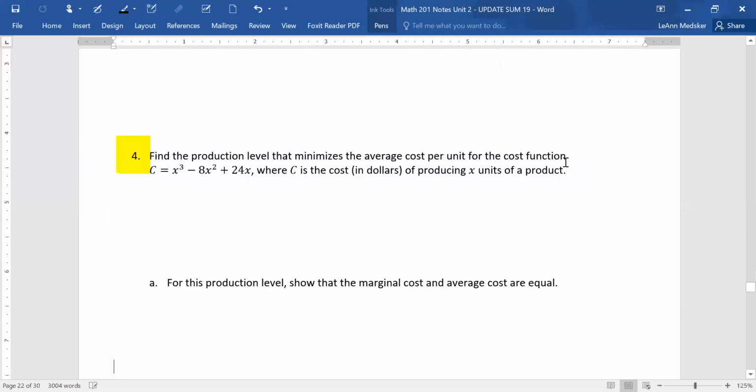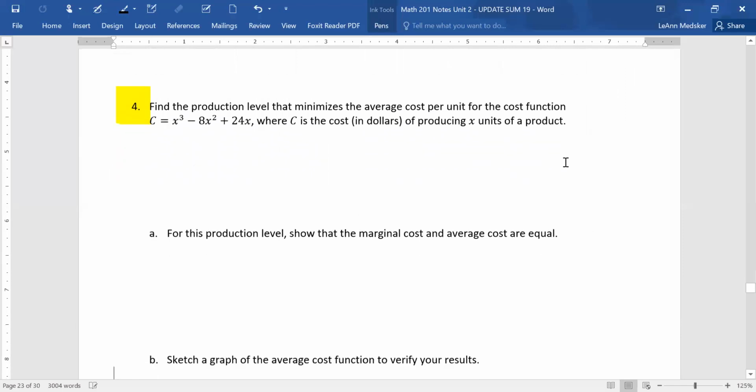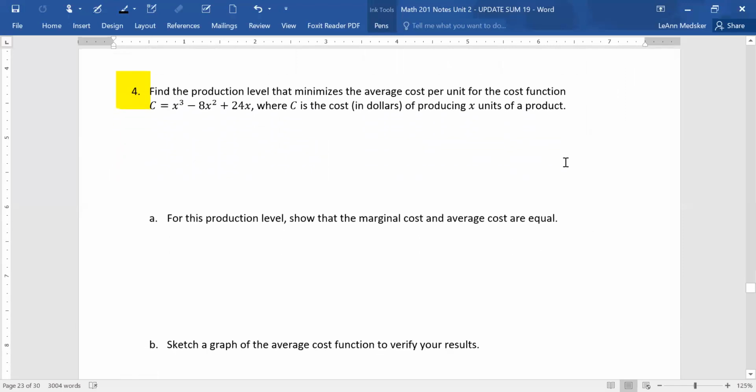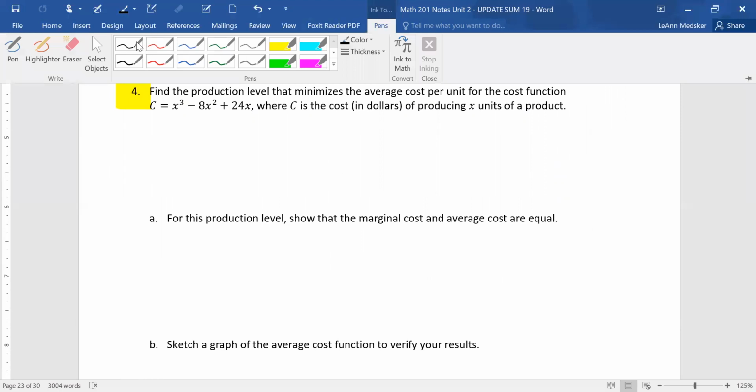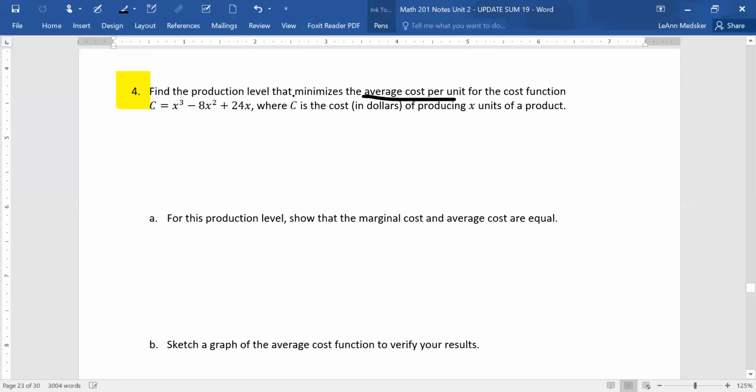So when we get into the next section, there were a couple of the word problems we skipped over. I'm going to go through those. And then we have, so this is sections 3.4, 3.5. They're kind of combined. We're looking for example number 4. It says find the production level that minimizes the average cost per unit. So we need to know our average cost function and we're going to try to minimize it, which means we're going to take a derivative.